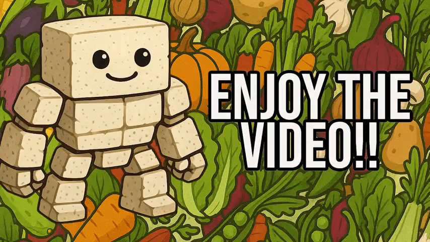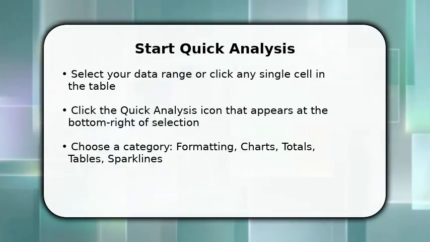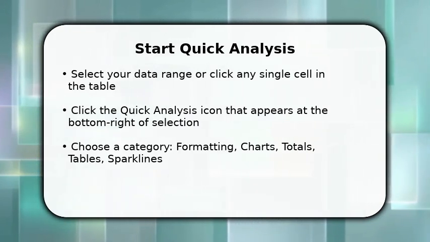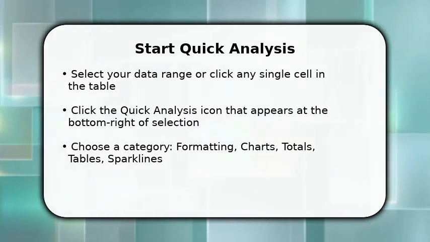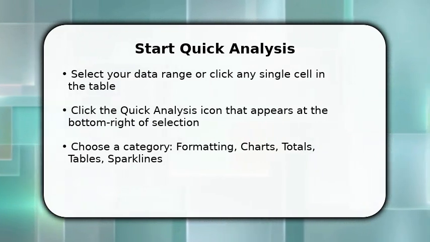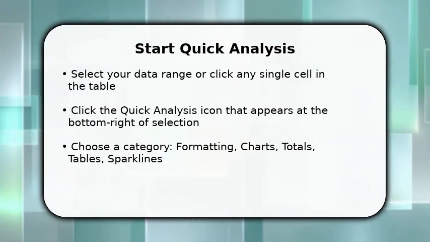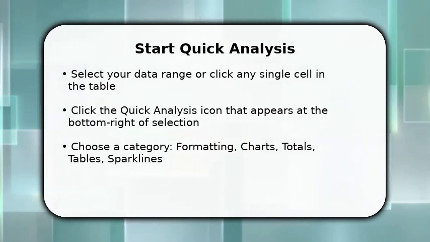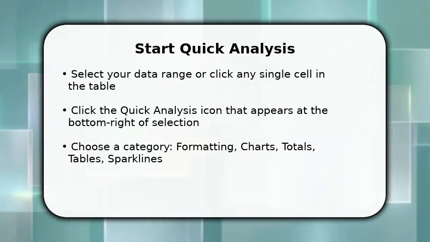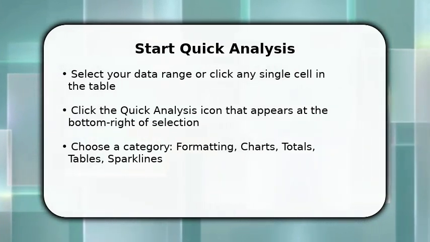Please enjoy the video. You begin by selecting the data you want to inspect. You can click a single cell inside a contiguous range and Excel will detect the block. Once selected, look for the Quick Analysis button at the bottom right of your selection and click it. The menu offers groups like formatting, charts, totals, tables, and sparklines, so you can preview options.